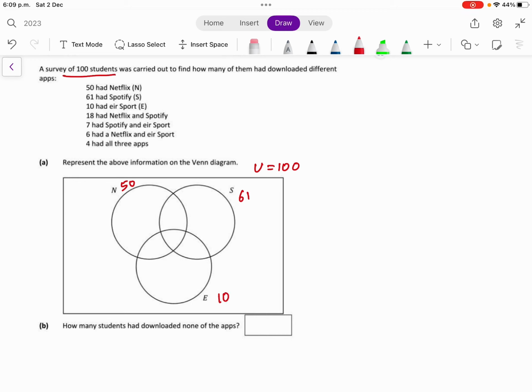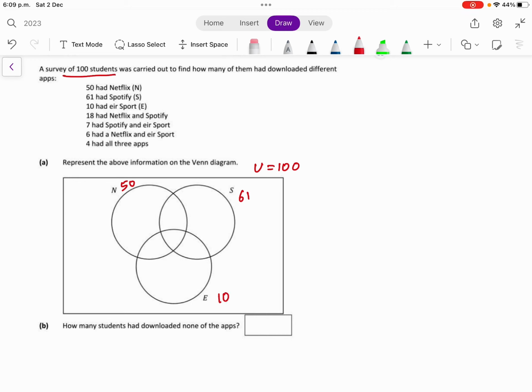So 18 has Netflix and Spotify. So Netflix and Spotify means it is the whole of this portion. So that whole is 18. The whole of this shaded portion is 18. Out of that, we already have updated 4 here. So in that case, the rest of the portion what you will have is 14, which is 18 minus 4. So this is done.